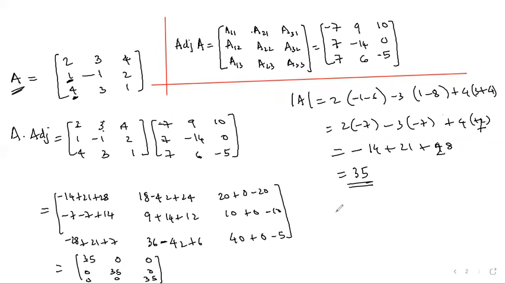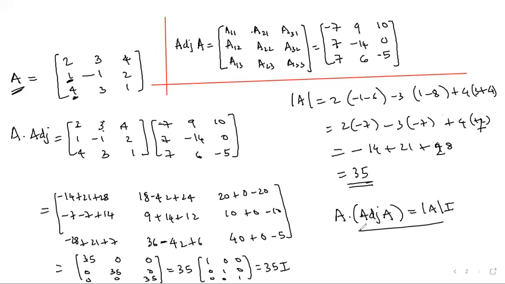So tell me the conclusion. If I multiply A with the adjoint of A, what answer do I get? If I take 35 common, what will be inside the bracket? Unit matrix. Yes, you will get 35 times the unit matrix. That means the determinant of A into I. So if you multiply A with the adjoint of A, you will always get the determinant of A into I. Have you understood this? Yes, sir.